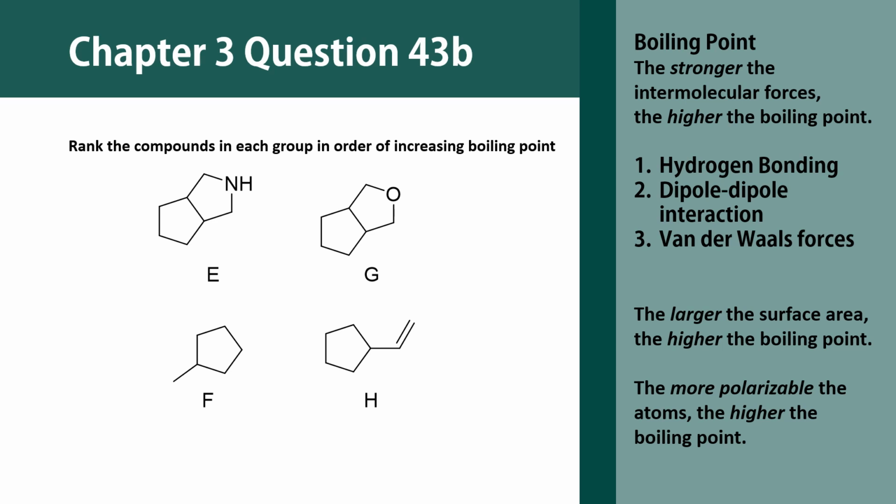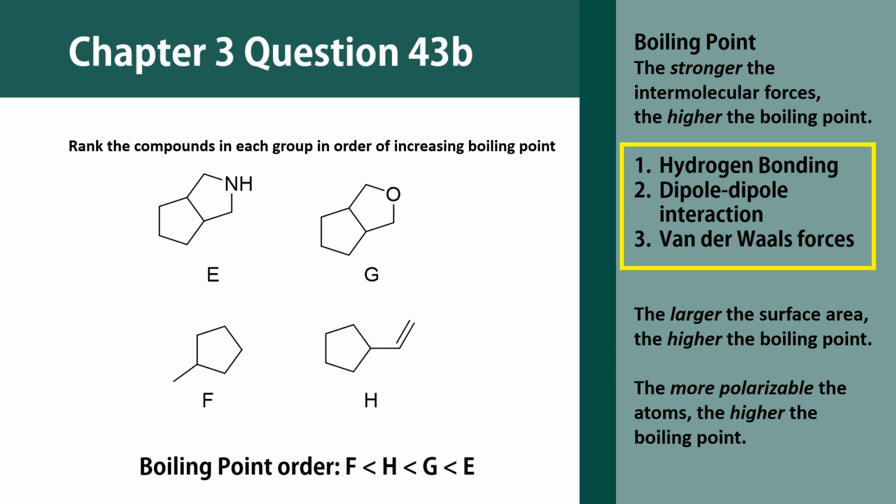Next, we look at the dipole-dipole interaction. It will be structure G. After selecting the two main factors, the last is van der Waals forces, for H and F. Since H has the largest surface area, it has the higher boiling point, and the lowest boiling point will be structure F. So the order will be F, H, G, E.